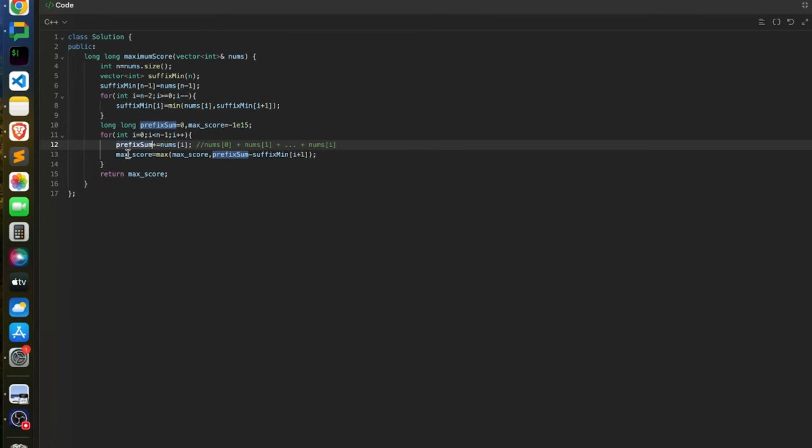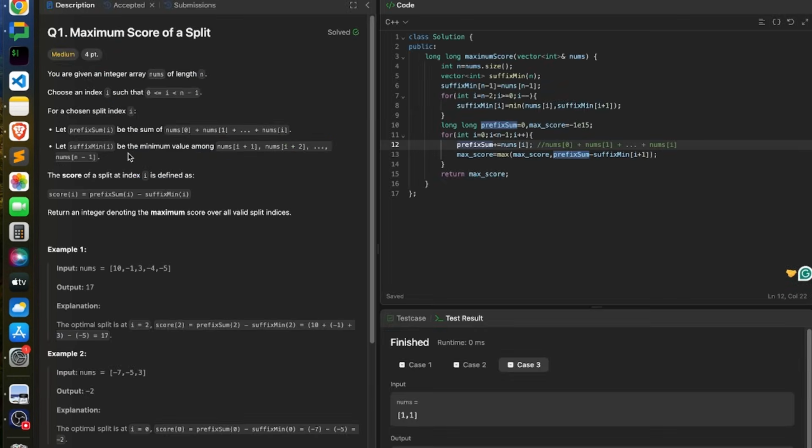Now your max score is nothing but maximum of max score comma your prefix sum minus suffix mean of I plus 1. I mean, it's exactly what the problem statement says. So suffix mean of I is nothing but the minimum number from index I plus 1 to n minus 1, right? So that's exactly what I have calculated here. After that just return max score. Yeah, it's just an implementation problem.